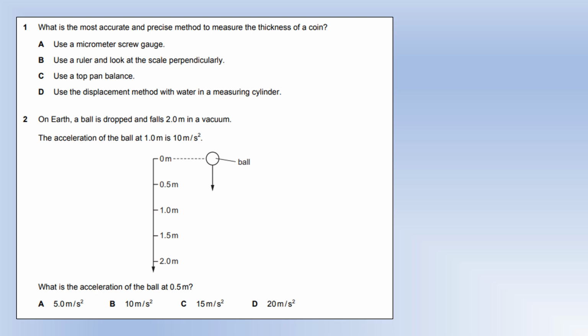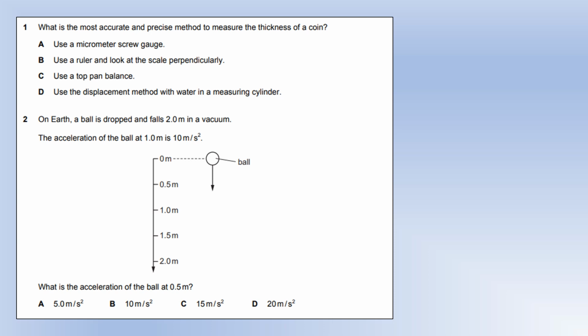In this video, we're going to take a look at the 2017 iGCSE multiple choice paper 2. And to start off with, what is the most accurate and precise method to measure the thickness of a coin? So we've got a micrometer screw gauge, use a ruler and look at the scale perpendicularly, use a top pan balance, and use a displacement method.